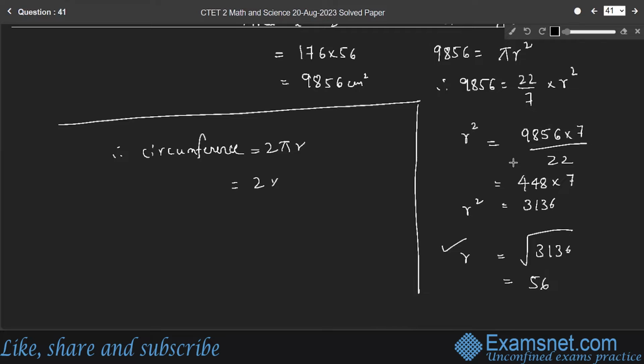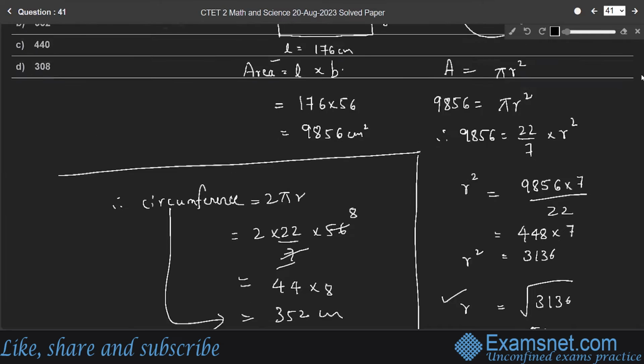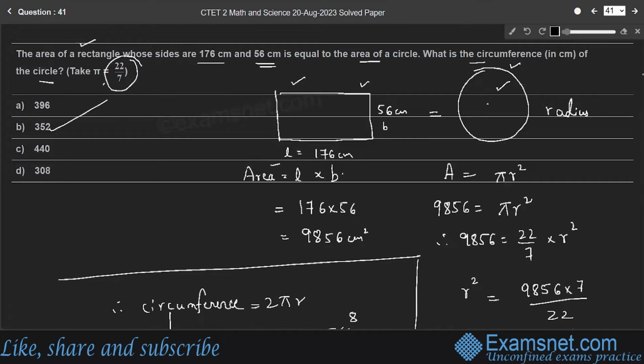So 2 into pi is 22 by 7. The radius is 56. So 7 into 8 is 56. So we have 44, 22 into 2 is 44, into 8, right? Therefore, 44 into 8 is 352. So the circumference of the circle is 352 centimeters, right? Hence option B is the right answer.